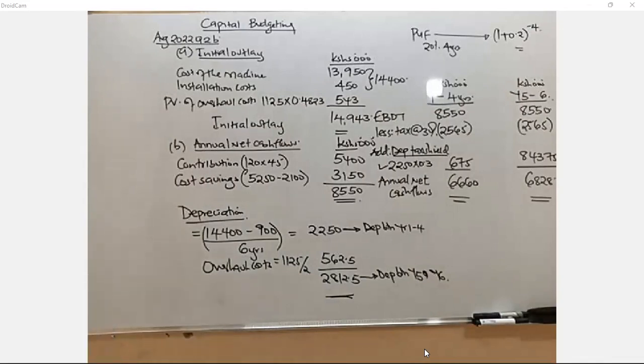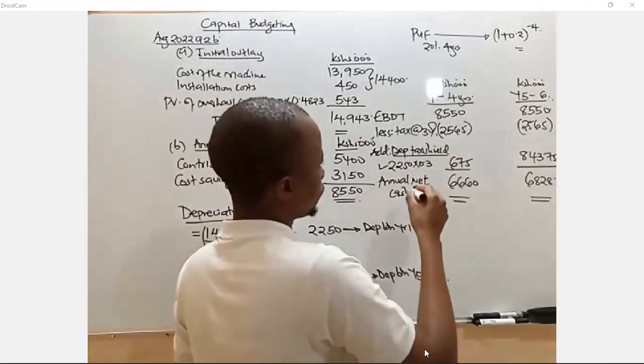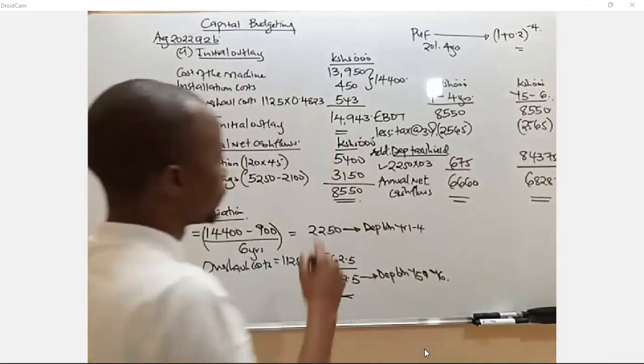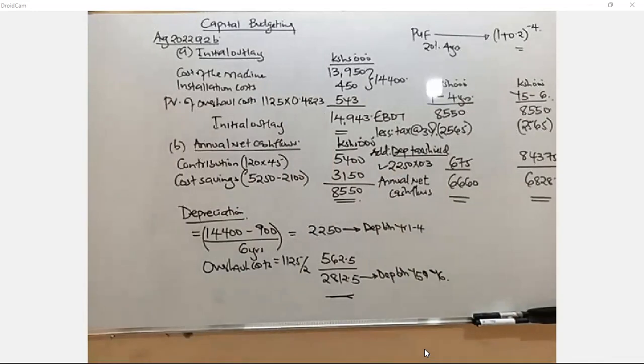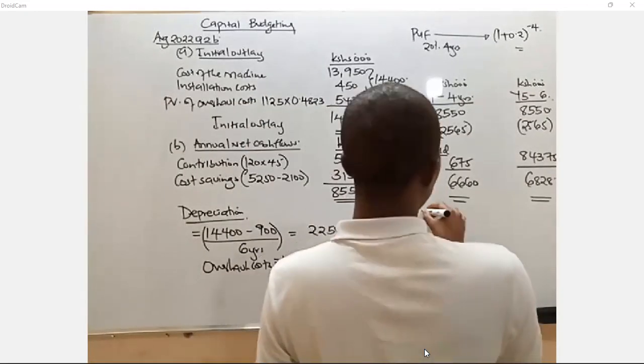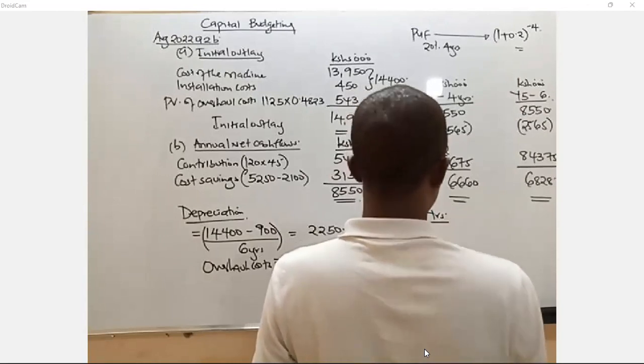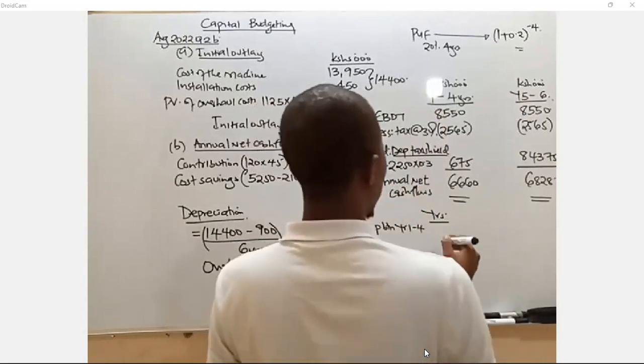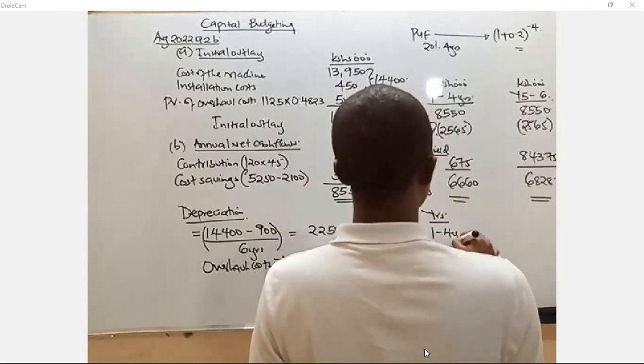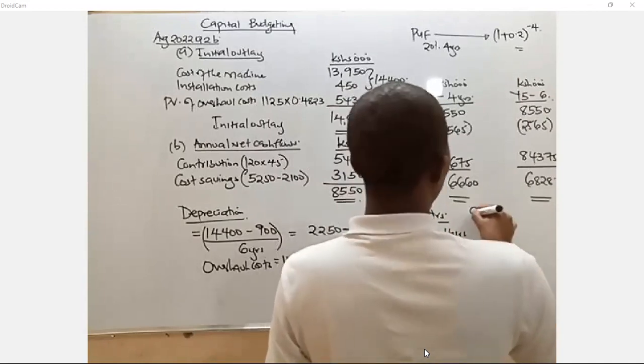Now, the other question is, do we have the terminal cash flow? The terminal cash flow that we have here, we know very well our terminal cash flow will be, for the new machine, the scrap value of the new machine, which is 900 shillings. So we can just do with it. In this case, someone can say we can use 1 to 4 years.